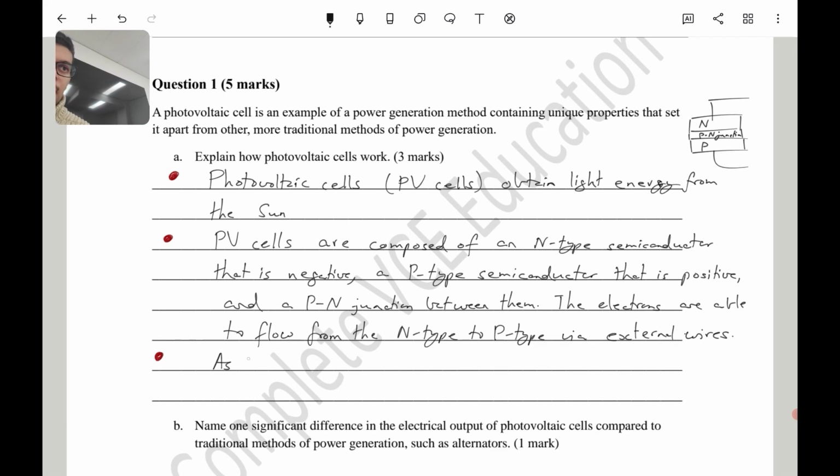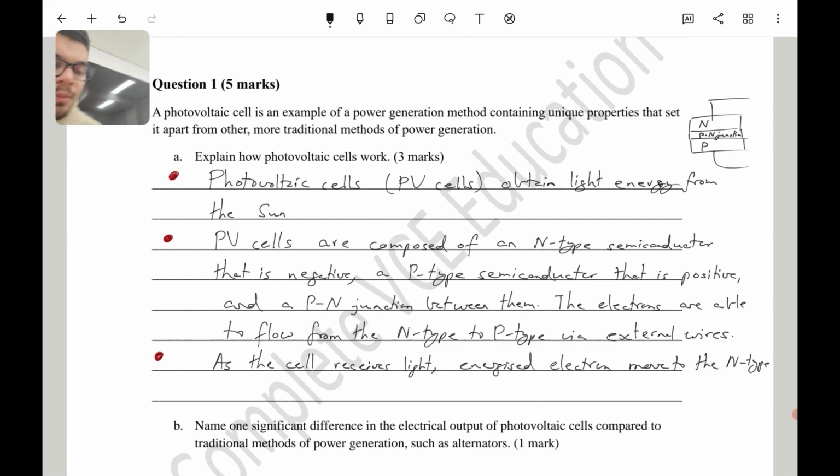Okay. So as the cell receives light, energized electrons move to the N-type semiconductor, which leaves holes which are positively charged that move to the P-type semiconductor.